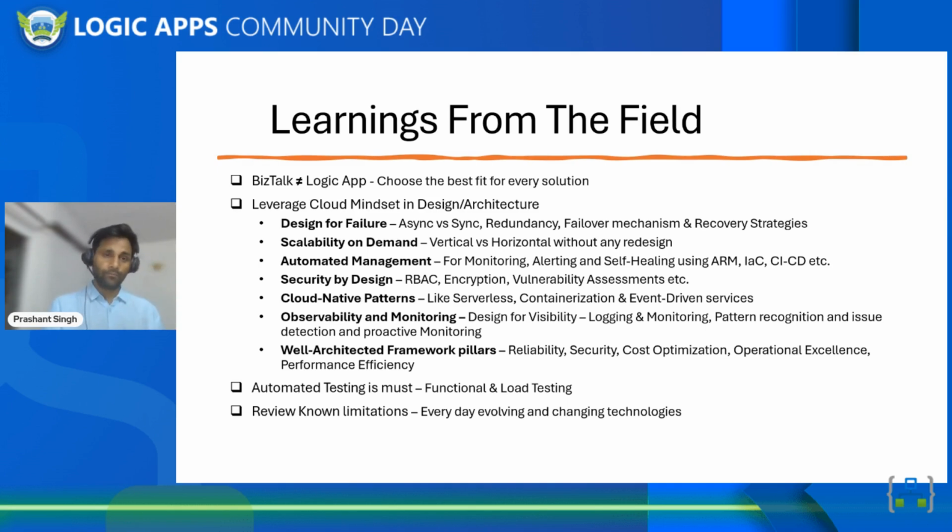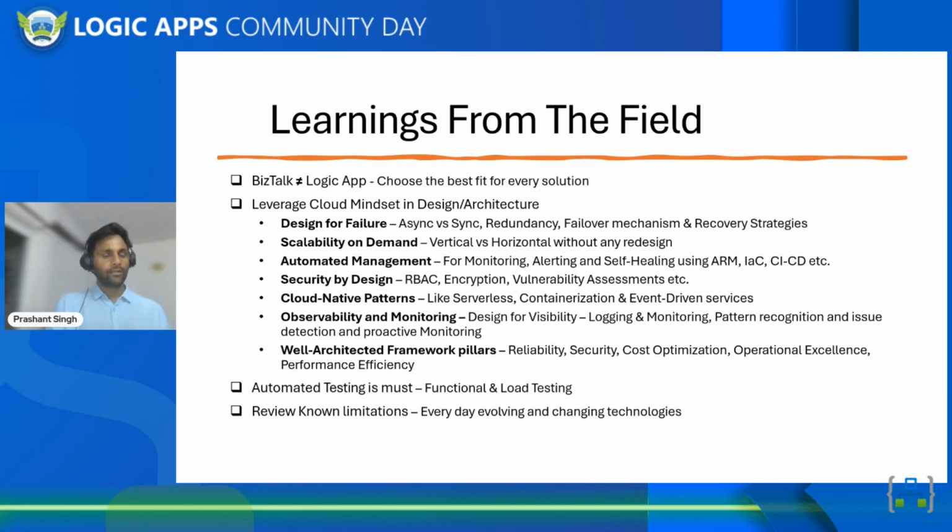In that case, your application should be automatically scalable, vertically or horizontally, without any design change or manual intervention. Similarly, automate your management using IaCs, CI/CDs, or ARM templates. You should be able to build a self-healing mechanism in your application. You should have a proactive monitoring and alerting mechanism, so that whenever something goes wrong, you are proactively informed about it, so that your support team can take action on the basis of that.